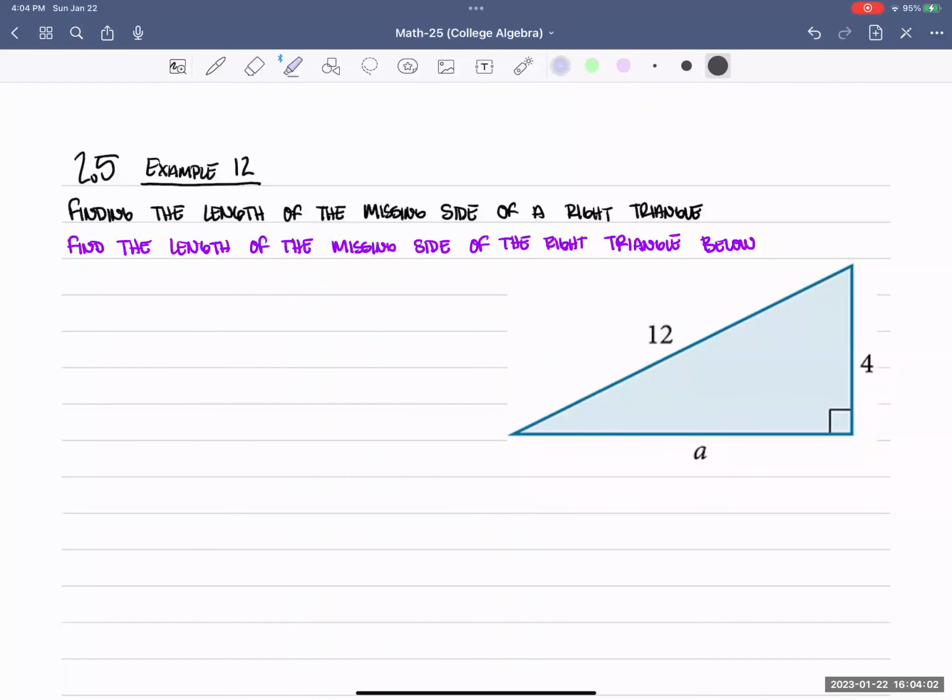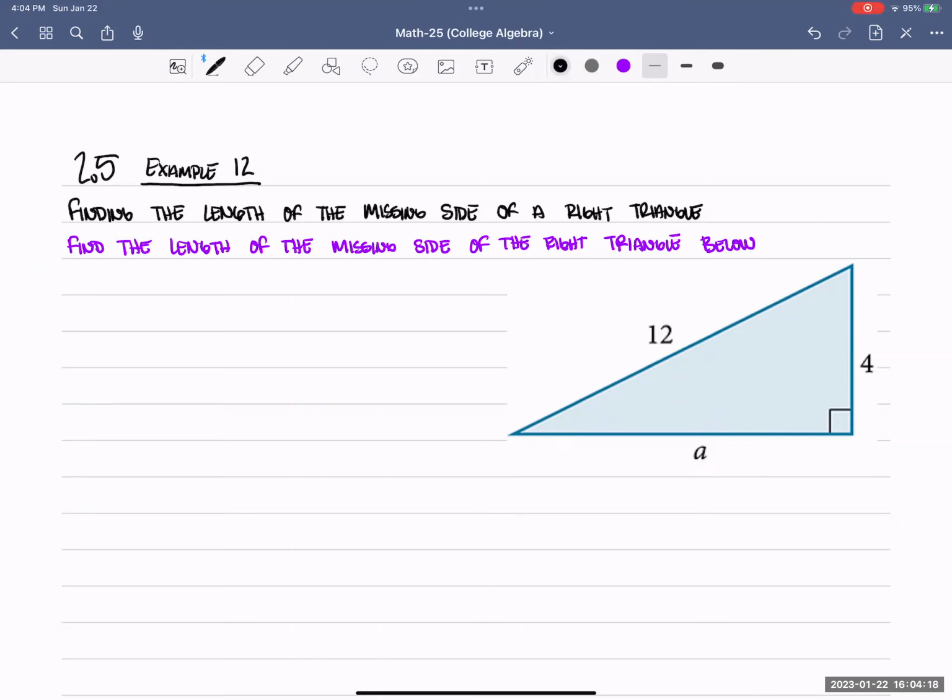Section 2.5, example 12, finding the length of the missing side of a right triangle. Find the length of the missing side of the right triangle. So where do I start? We have the equation, the Pythagorean theorem.